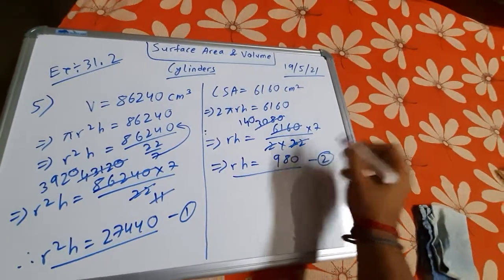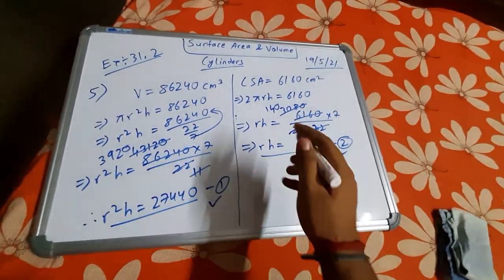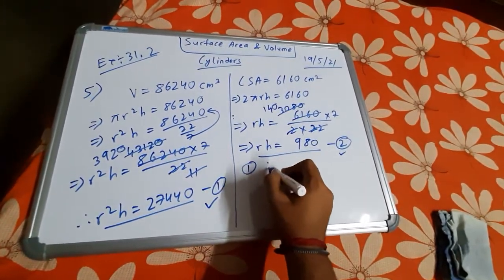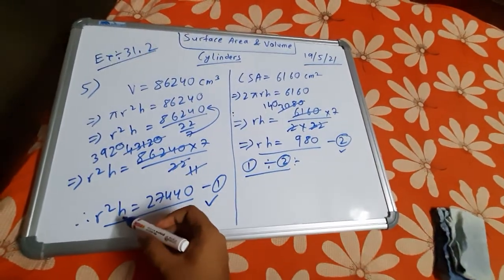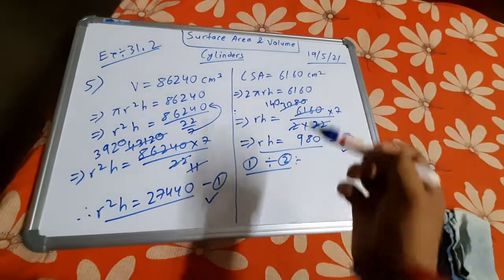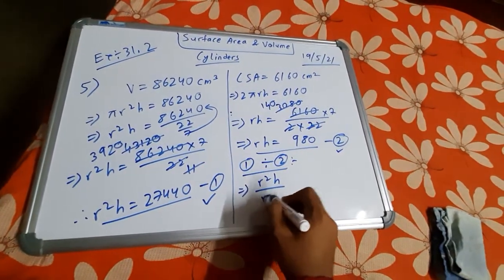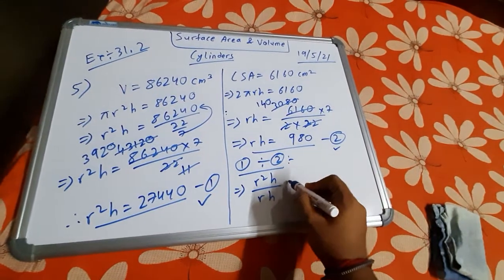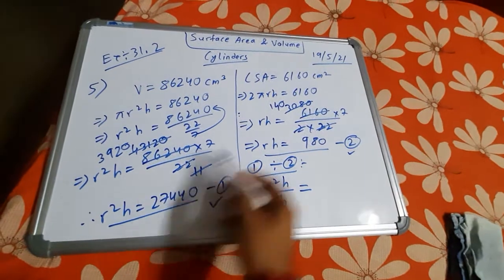Equation number 2. Okay, these two equations we are getting, equation number 1 and equation number 2. What we will do is we will do equation number 1 divided by equation number 2. We will divide both the two equations. So right hand side by right hand side, left hand side by left hand side. So r square h by RH, this will be equal to right hand side by right hand side. See, left hand side by left hand side I have done.